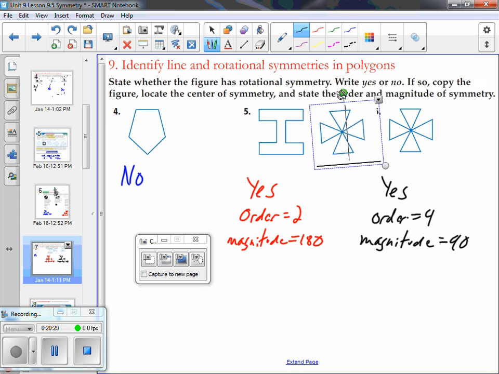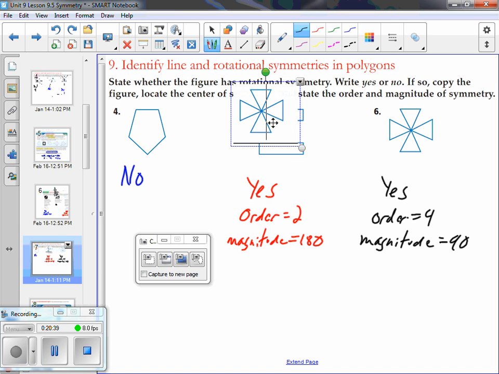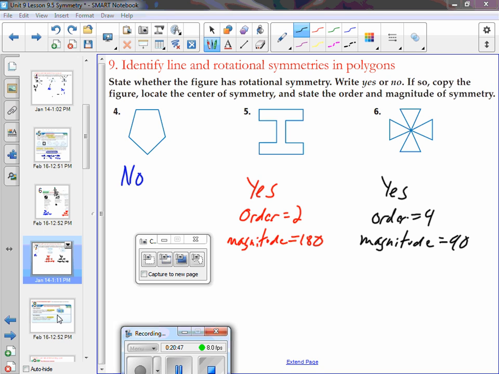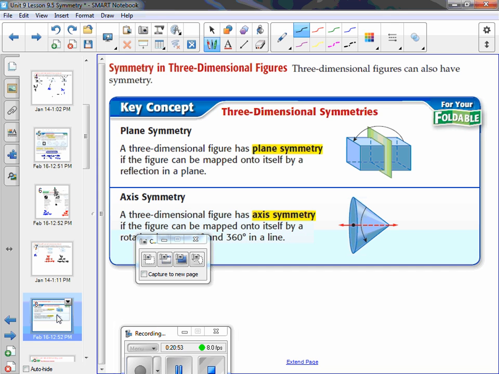Do it here. So, yeah, 1, 2, 3, 4, identical. All right. So the order is 4, which means the magnitude really is 90. Any questions? All right, now I'm going to throw a little extra learning at you here for three-dimensional figures, solids.